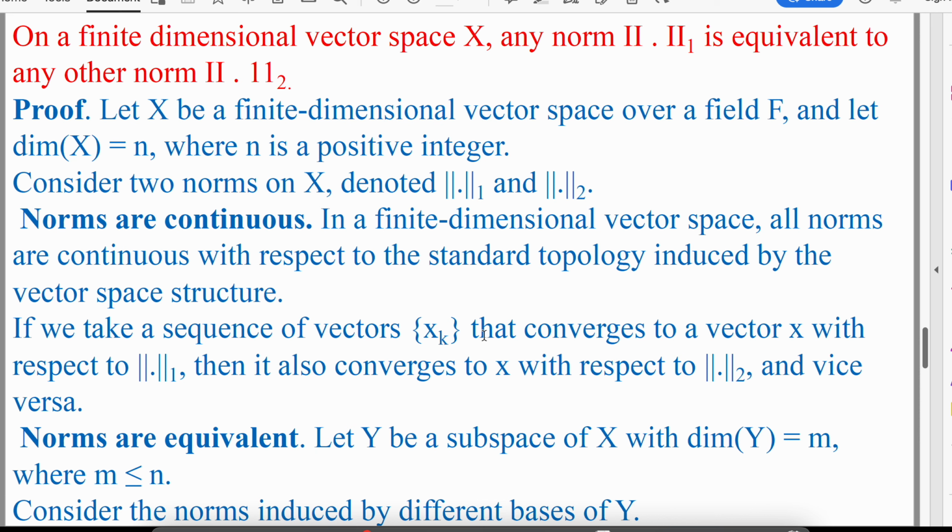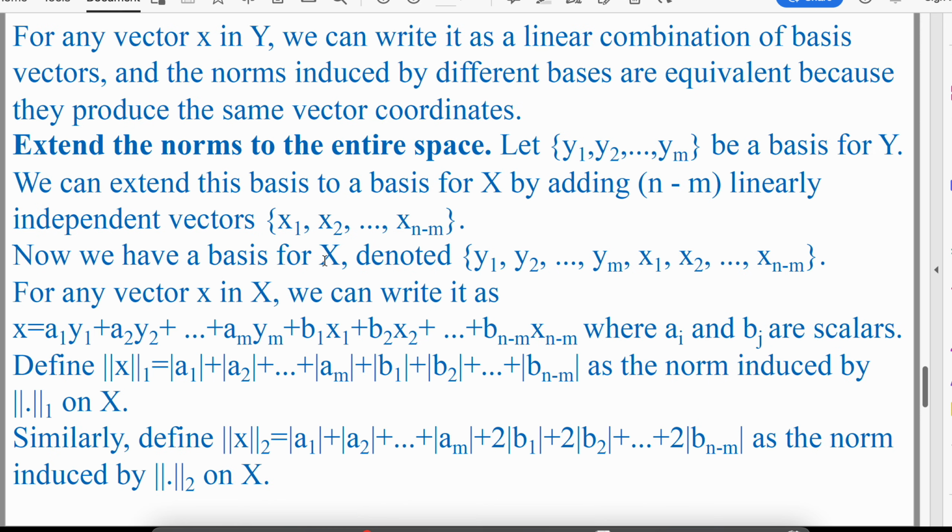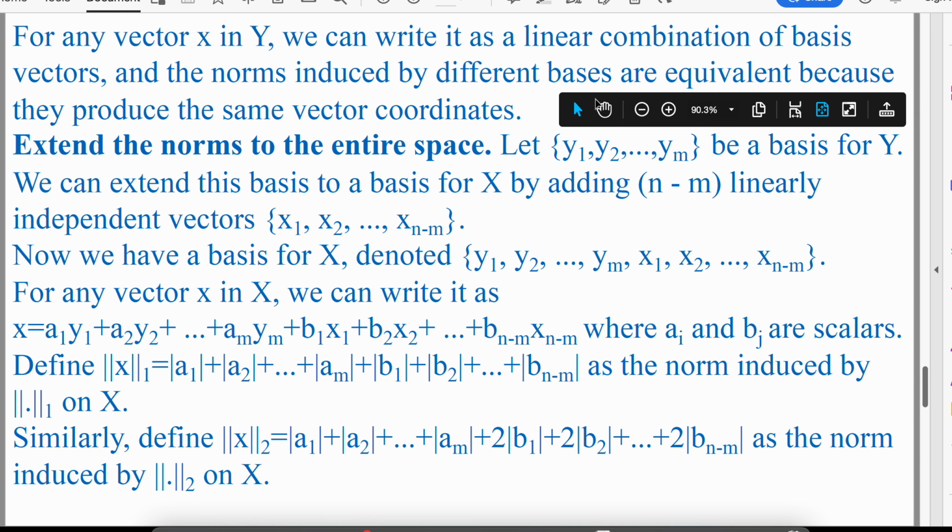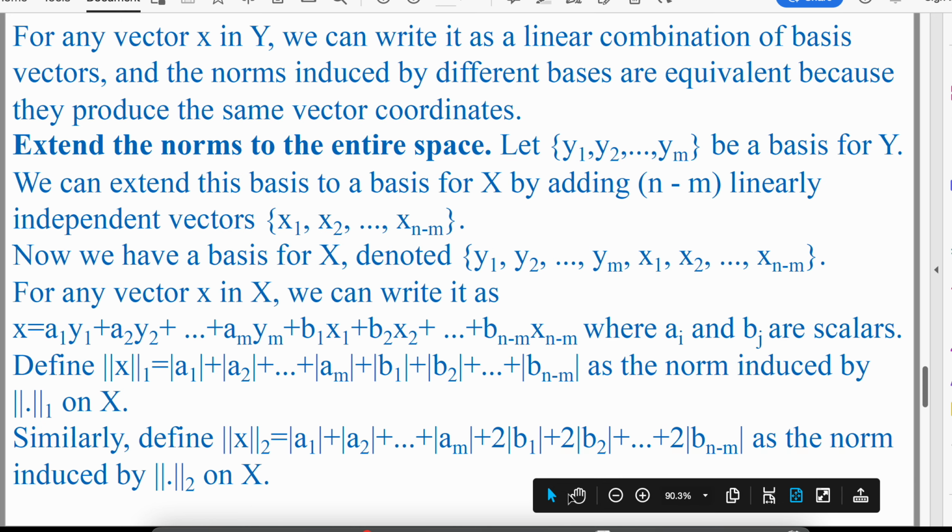Now we will show that the norms are equivalent. Let Y be a subspace of X with dimension of Y equal to m. Here m is less than or equal to n because Y is a subspace of X. Consider the norms induced by different bases of Y. For any vector x in Y, we can write it as a linear combination of basis vectors, and the norms induced by different bases are equivalent because they produce the same vector coordinates.